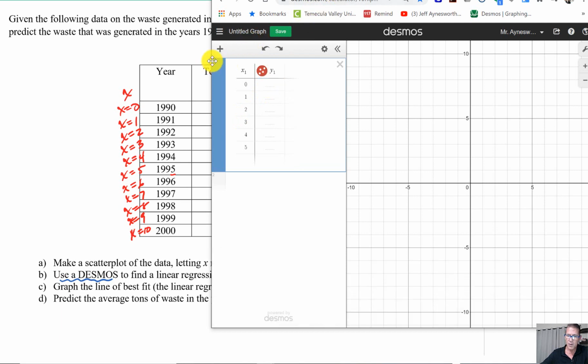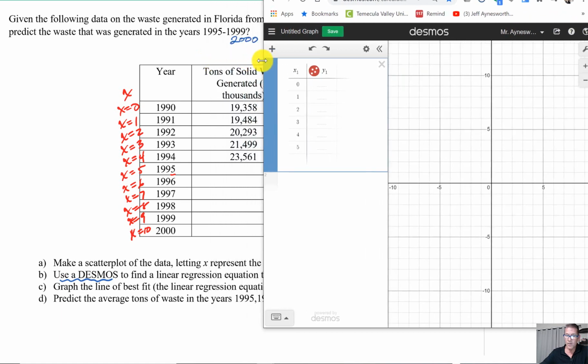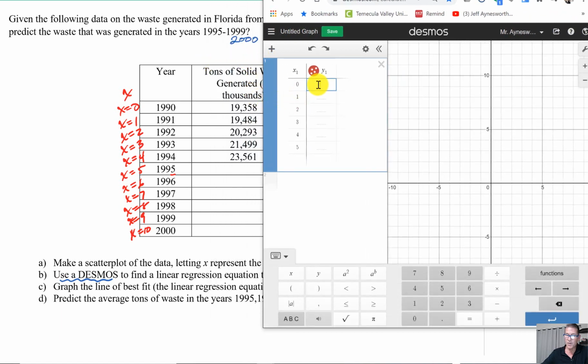Let's put in the tonnage. It's a cool word, tonnage. Okay, so what's the tonnage? So let's put this in the next column here. So 19,358,000 metric tons. And then let's go to the next one here, 19,484. And this is in thousands of tons. So you have to multiply each one of these numbers by 1,000.